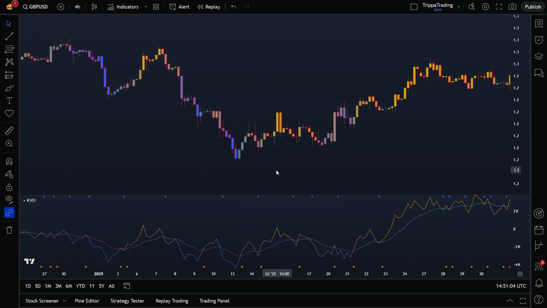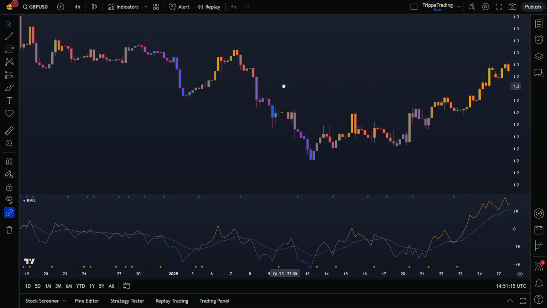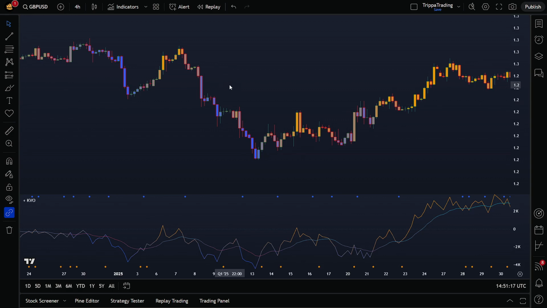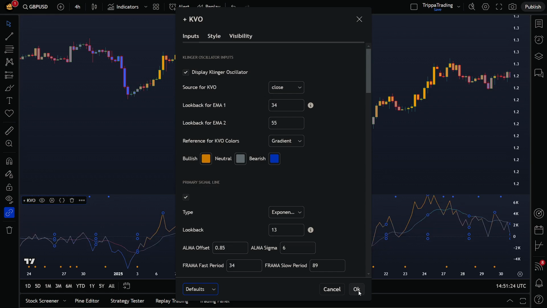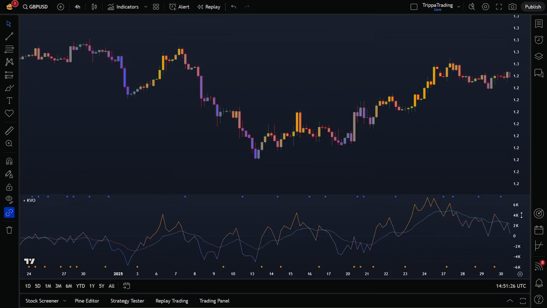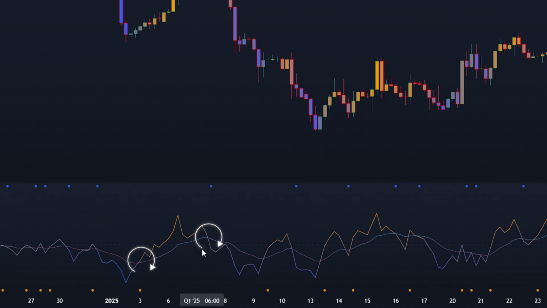However, I do not recommend using the centerline crossovers as direct buy or sell signals, because during sideways markets, they can generate too many false signals. Instead, we'll use the Klinger oscillator for trend direction and combine it with another indicator to get high probability entry signals. Now, let's reset the settings back to default. And then we'll explore another way to use this indicator for trading. As I mentioned earlier, the oscillator line crosses above and below the signal line.